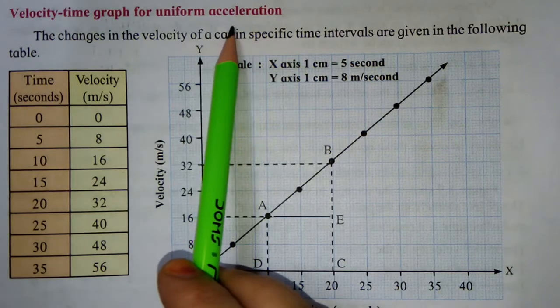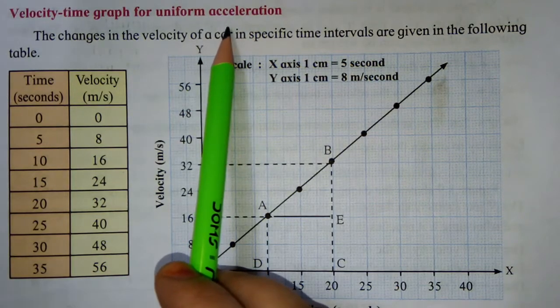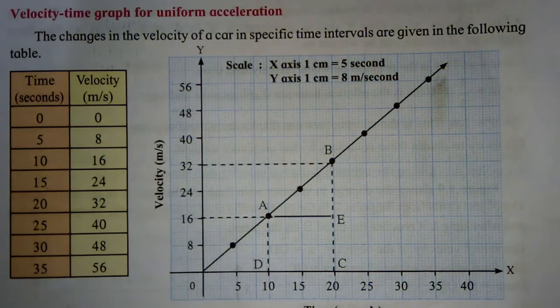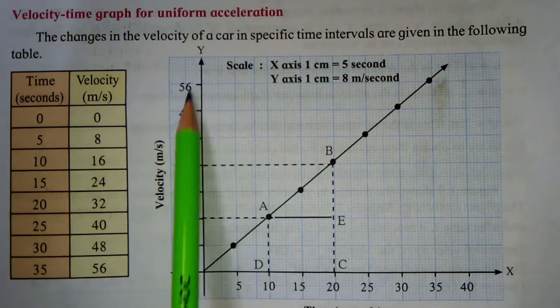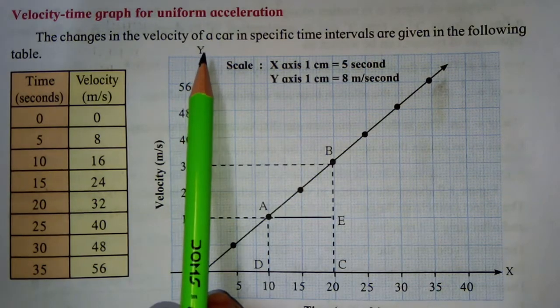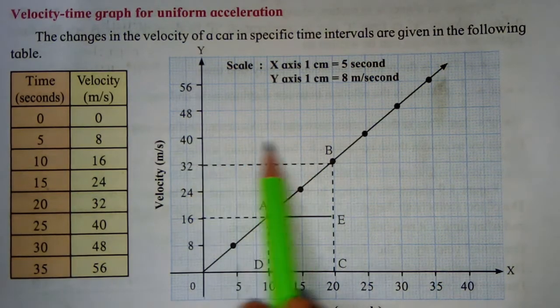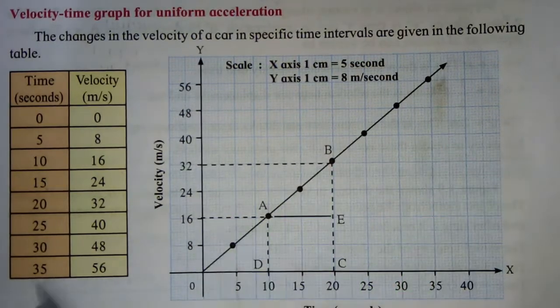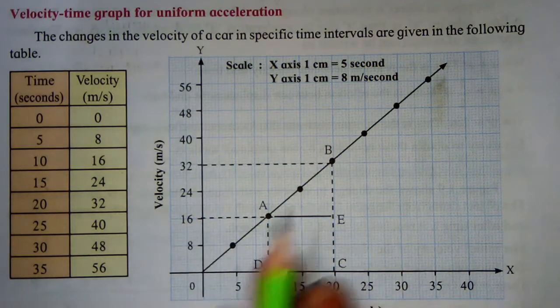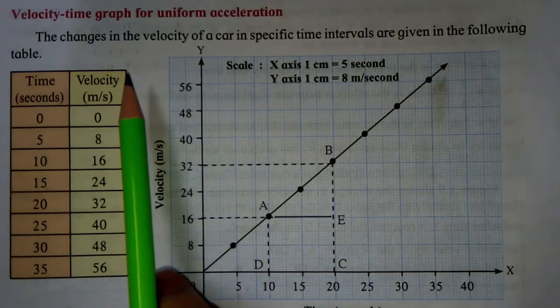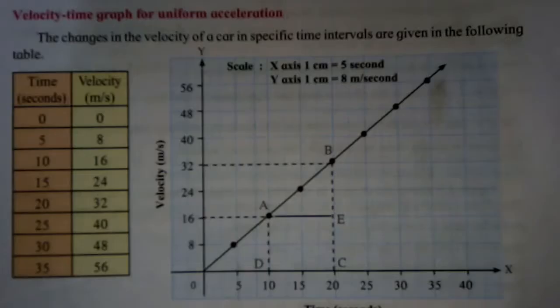So students, first of all, what is the meaning of acceleration? Acceleration is the rate of change of velocity of an object in a given time. An object has a uniform acceleration if it travels in a straight line and its velocity increases by equal amounts in equal intervals of time. So this is uniform acceleration, and we will learn about the velocity time graph for uniform acceleration.